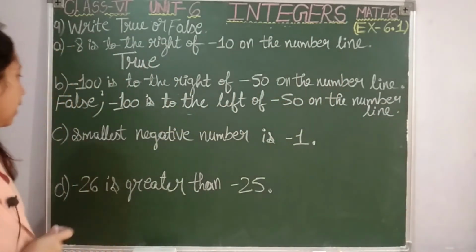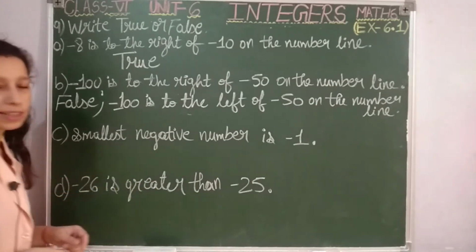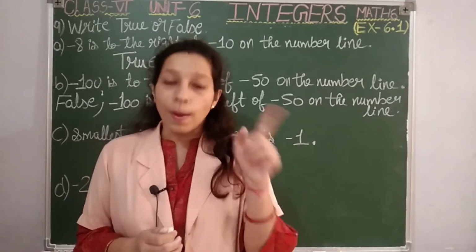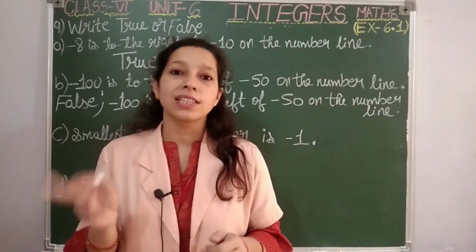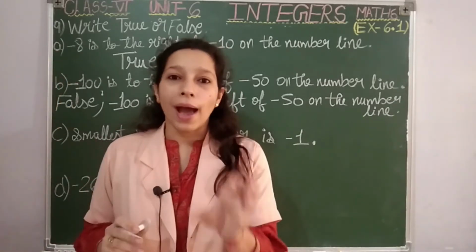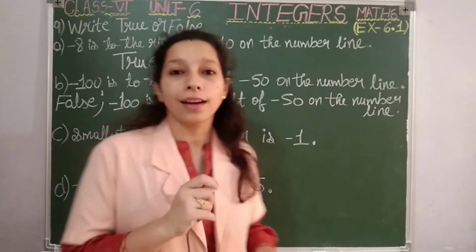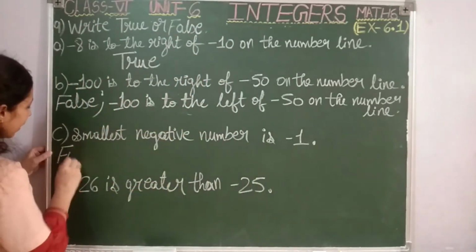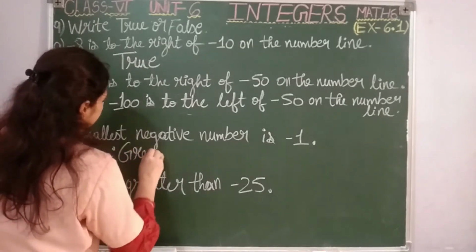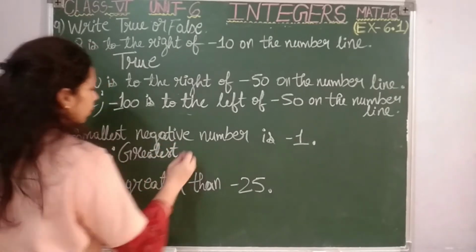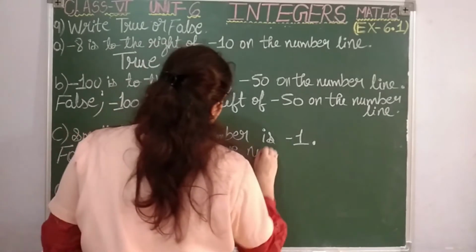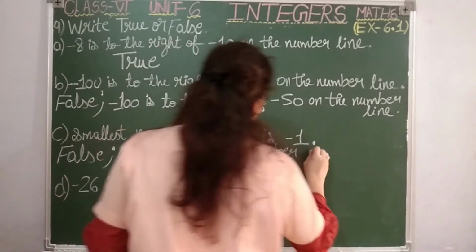Okay, fine. Next point: smallest negative number is minus 1. Is it correct, students? What is the smallest negative number? Is minus 1 the smallest negative number after 0? Which is the first negative number, students? Minus 1, and then it goes on, na? So minus 1 is not the smallest, but it is the greatest negative number. That's why this statement is false. So here I'll write false and I'll correct the statement. Greatest negative number is minus 1.